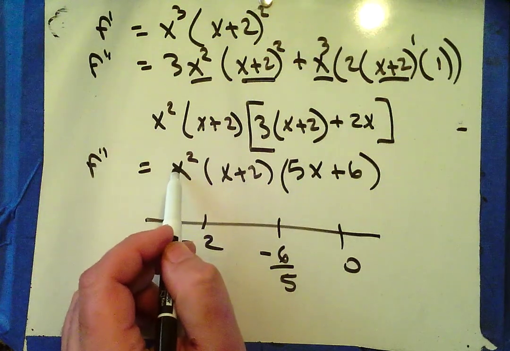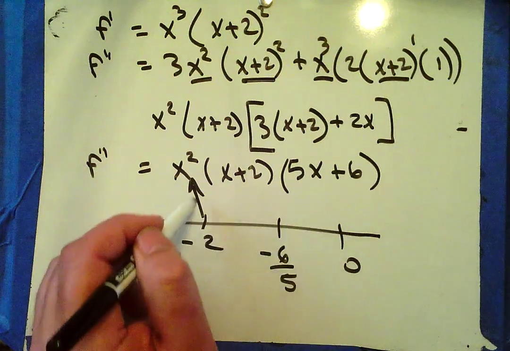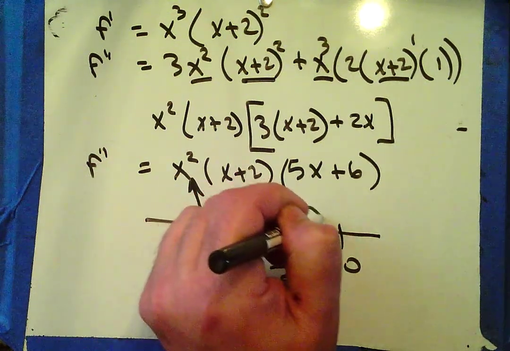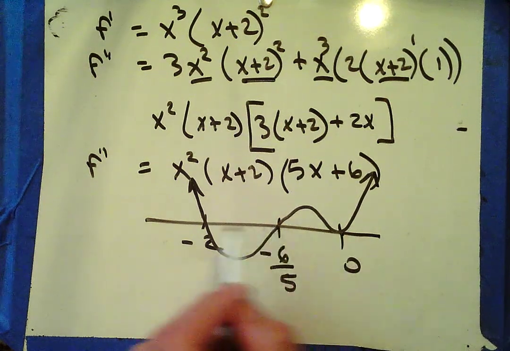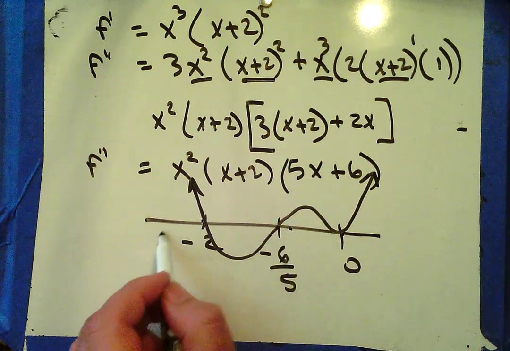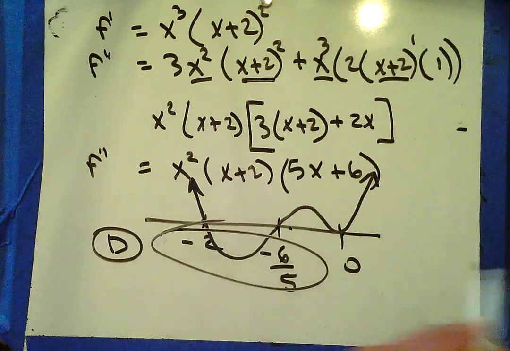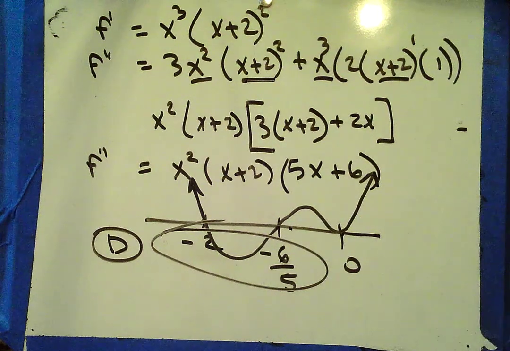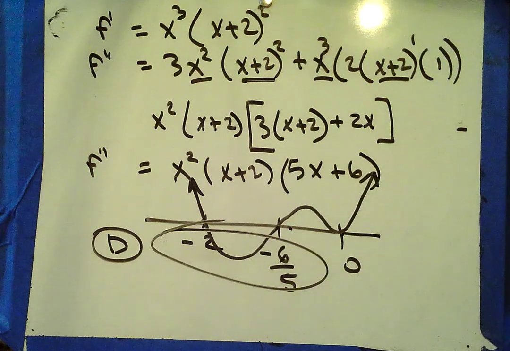But there's a bounce here. So I'm going up on this end and bouncing here. No sign change here, only sign changes at these points. So these are where I have my inflection points on f, and that corresponds to choice D. Choice D. Watch out for this. Many people say x equals 0. X equals 0 is a critical point, but it's not an inflection point because I don't have a sign change there.